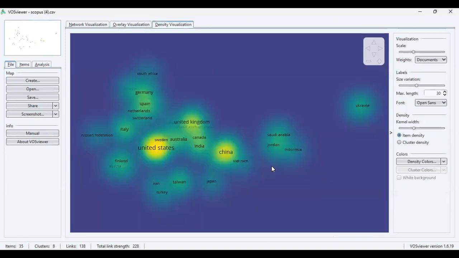Right, then you can use the density visualization. So you can see the denser this color, it also shows that there is high collaboration.